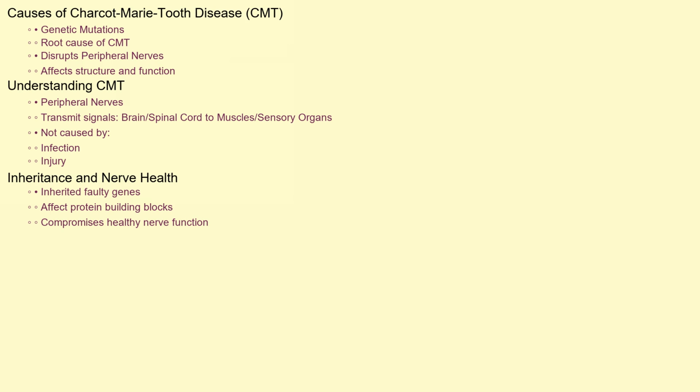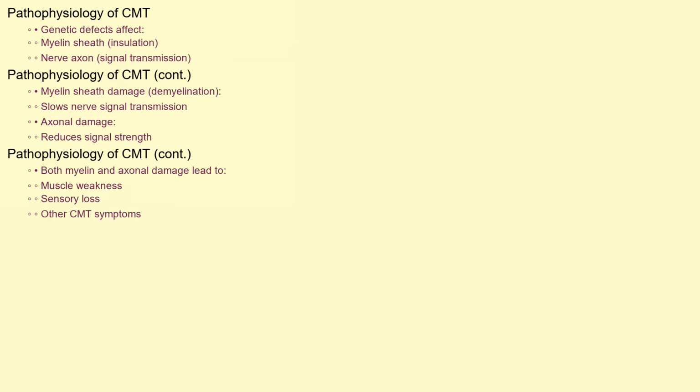So, what causes CMT? The root lies in genetic mutations. These mutations disrupt the normal structure and function of the peripheral nerves. These nerves, crucial for transmitting signals between the brain and spinal cord to the muscles and sensory organs, are compromised. CMT isn't caused by infection or injury, but rather inherited faulty genes that affect the protein building blocks of a healthy nerve.